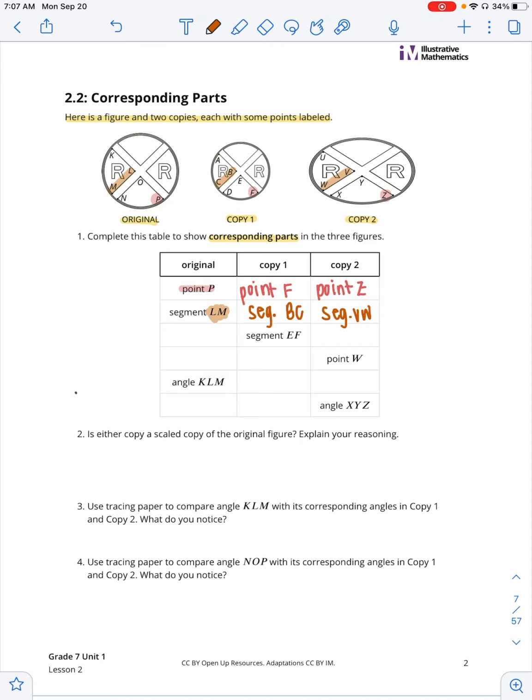Now notice that I wrote the line in the same order. L to M, B then C, and V then W. So I want you to go ahead and pause this video, and fill in the rest of the table.